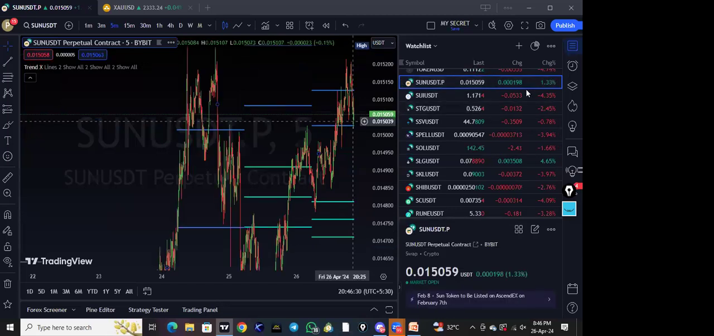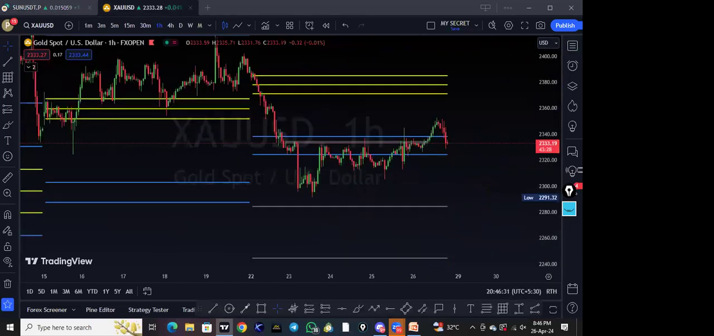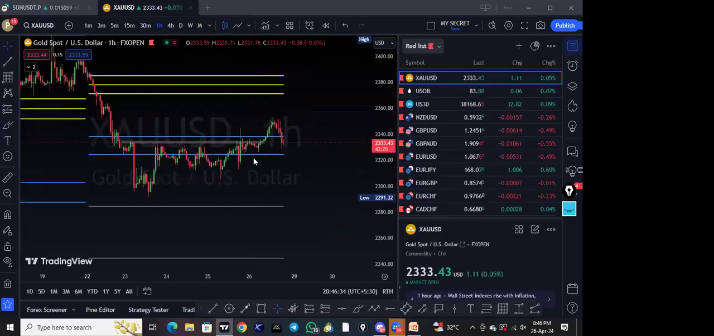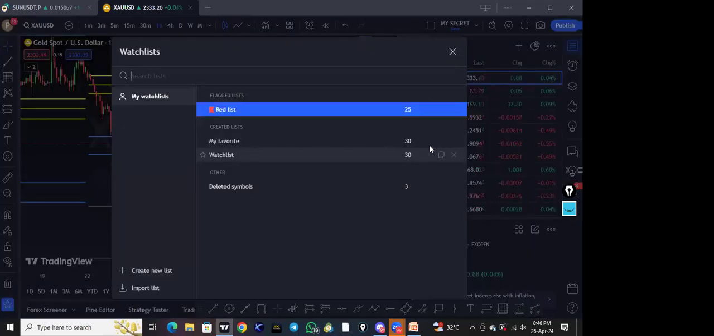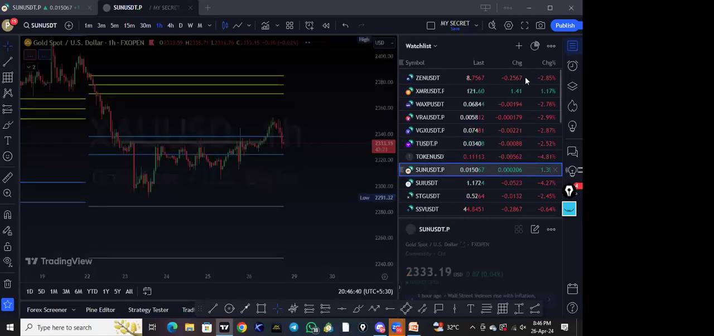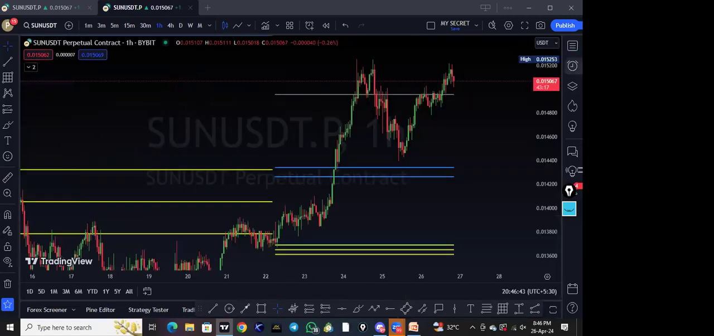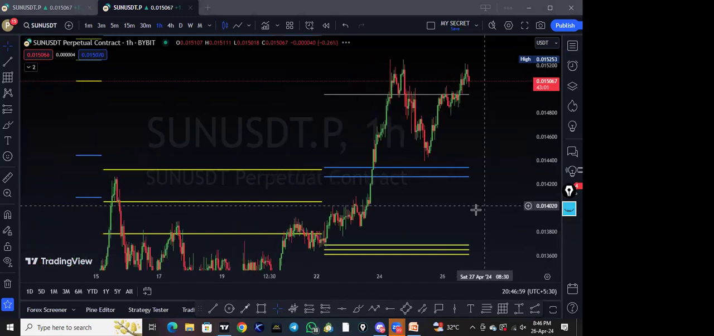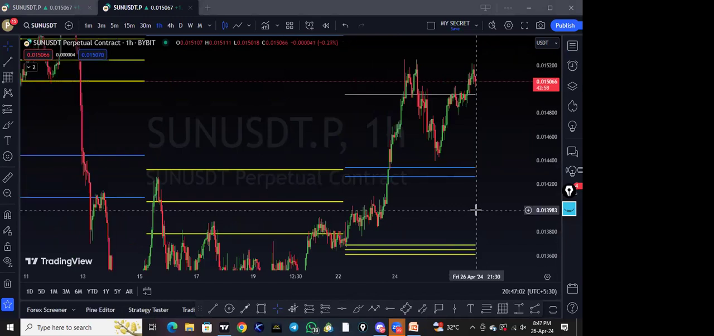Just assume, sir, if I had focused only on this chart, we would have got so much good profit in this. So what we are doing, even me, including me, every day we are searching for a new pair. You understood my point, sir? Every day we are searching for a new pair to trade. That is completely the wrong way to trade, sir.